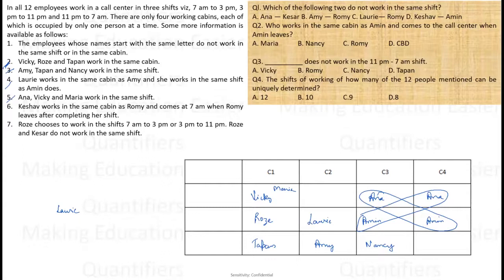Now, Keshav works in the same cabin as Rumi. So Keshav works in same cabin as Rumi. So Keshav and Rumi have to be at one place. Keshav has to be in same cabin as Rumi. And comes at 7 a.m. when Rumi comes after completing her shift. So they are allocated with respect to shift, but I don't know the shift right now. Okay, I'll use this point later.